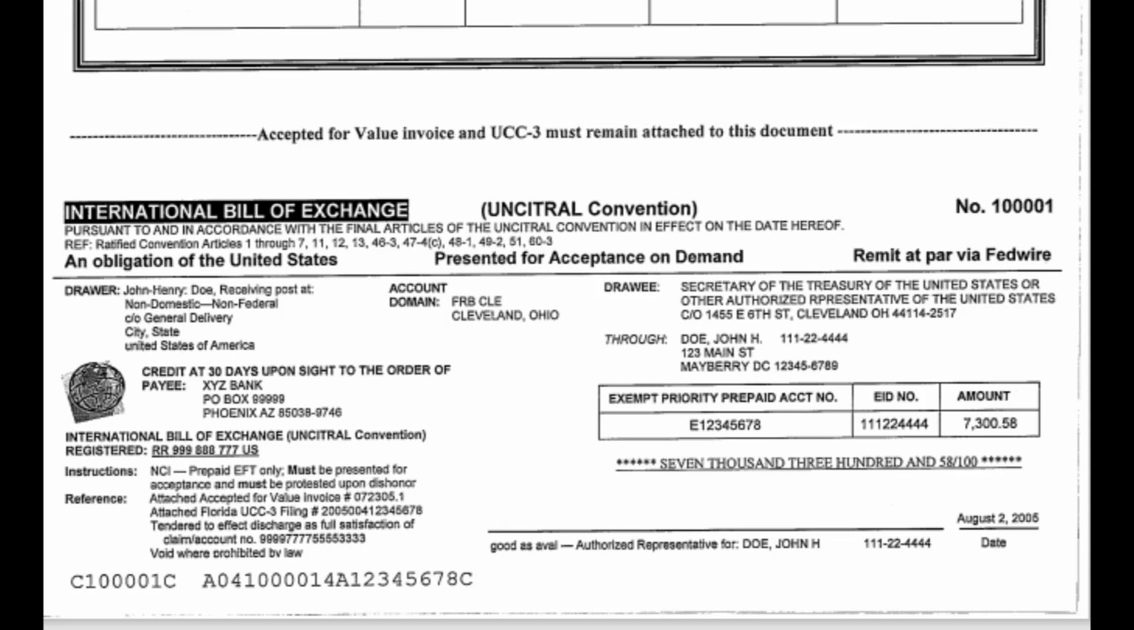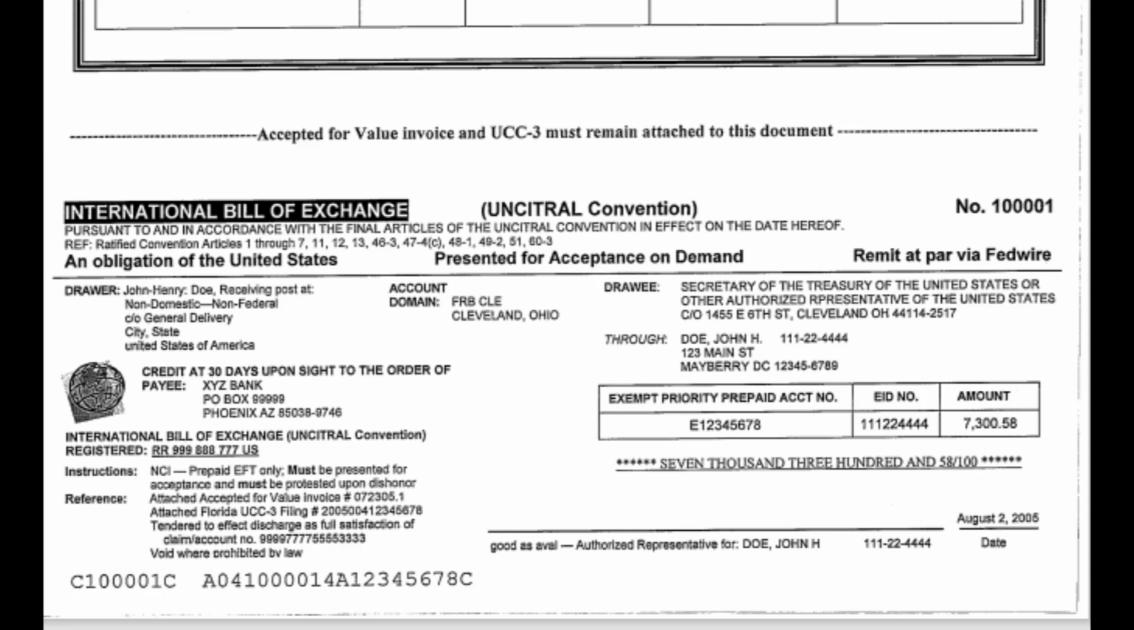So, international bill of exchange, pursuant to and in accordance with the final articles of the UCC convention in effect on the date hereof. So an obligation of the United States presented for acceptance on demand, remit at par via Fedwire. So this is going to be processed through the TTL department, Treasury Tax and Loan Department. They are the ones that have access to this. You're going to need to deal with the TTL agent, who is a bailee of that specific bank and is charged with the task of processing the private credit, which is usually transferred via Fedwire.